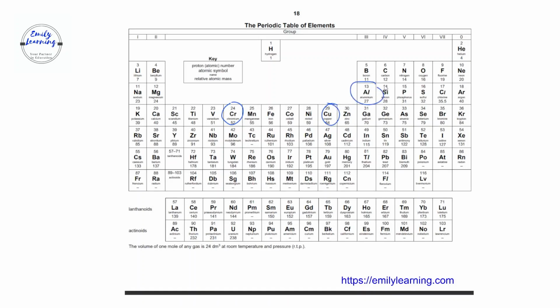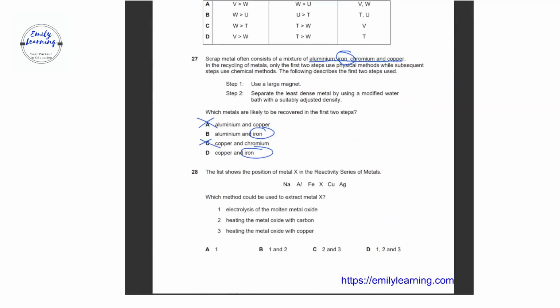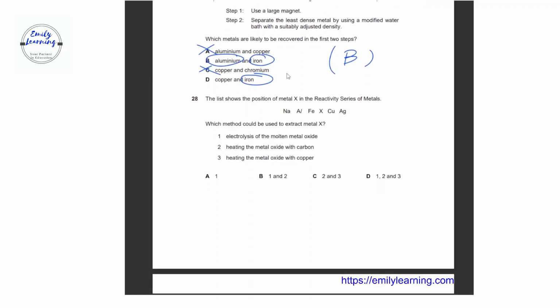So we know that aluminium has a low density, that's why it's used for aircraft bodies. Copper and chromium are transition elements because they are found here between group 2 and group 3. So transition elements all have high density. So we know that aluminium will be separated because it has the lowest density compared to chromium and copper. So in this second step, we will get out aluminium. So the answer is B. Okay. Next, let's look at question 28.